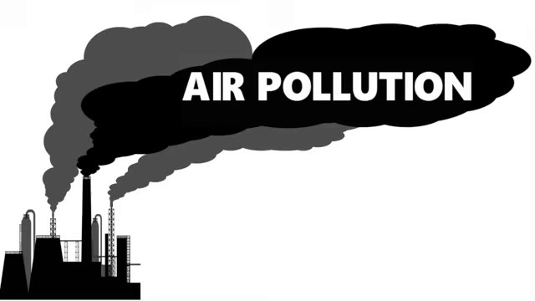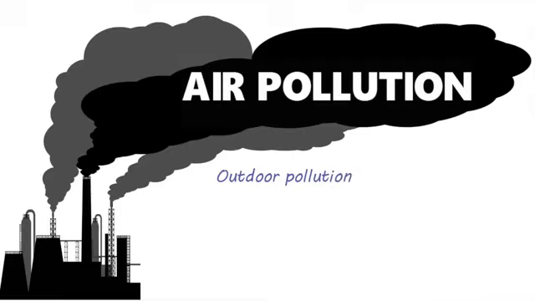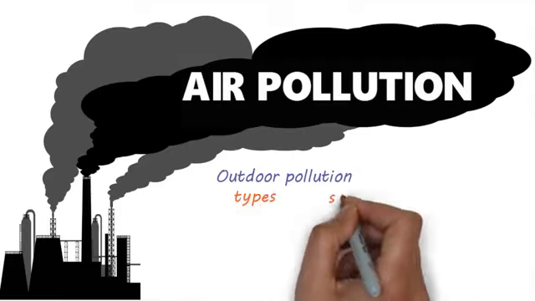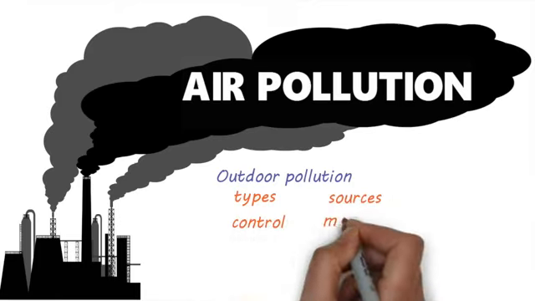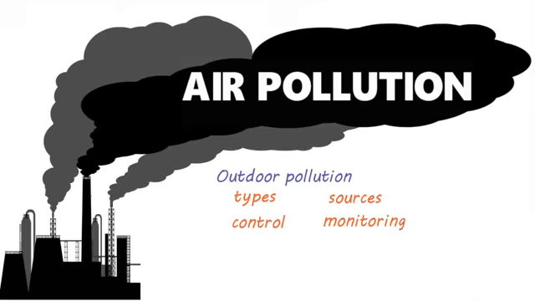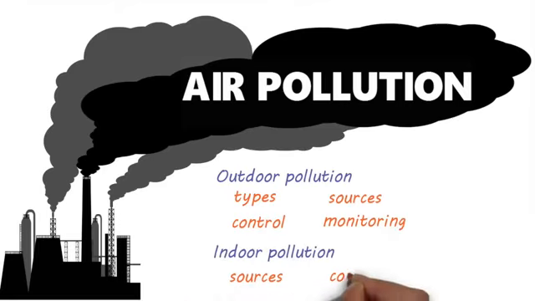Air pollution is a major public health issue. In this video, we'll discuss outdoor air pollution, what it is, types of pollutants, and sources. We'll also take a look at ways to reduce air pollution and talk about how air quality is monitored. We'll then talk about indoor air pollution, why it's a problem, sources of pollution, and ways to reduce it.